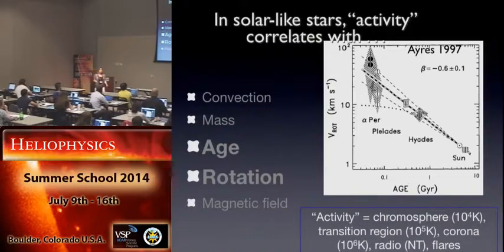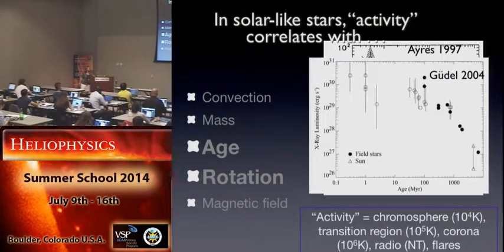This is a well-known relationship called the Skumanich law, because this is approximately a power law of t to the minus 1/2. So these stars have a lot of angular momentum when they're young. They experience magnetic braking, and they slow down with time. Here's another plot of this showing the X-ray luminosity of G stars versus age for stars that have well-known ages. Okay, so that's the activity-age relationship.